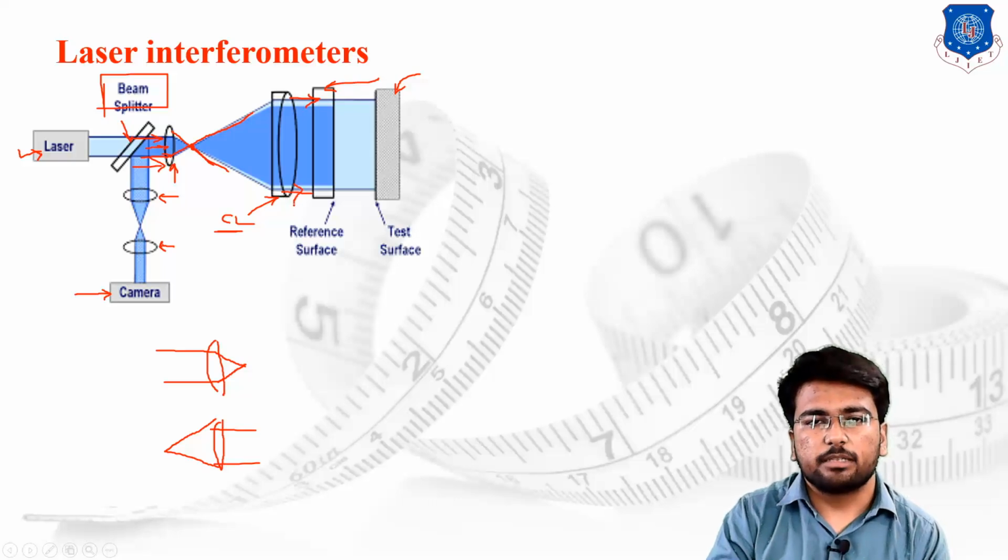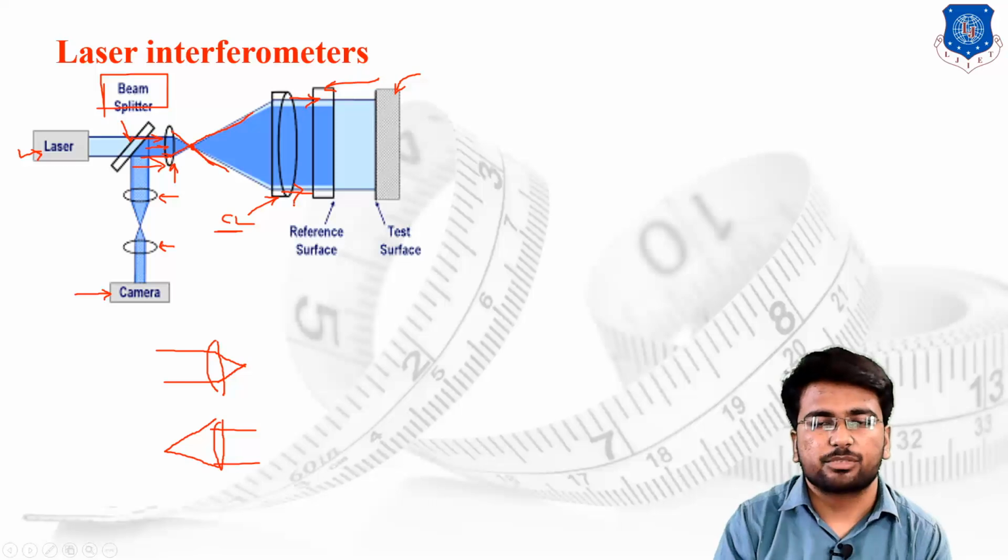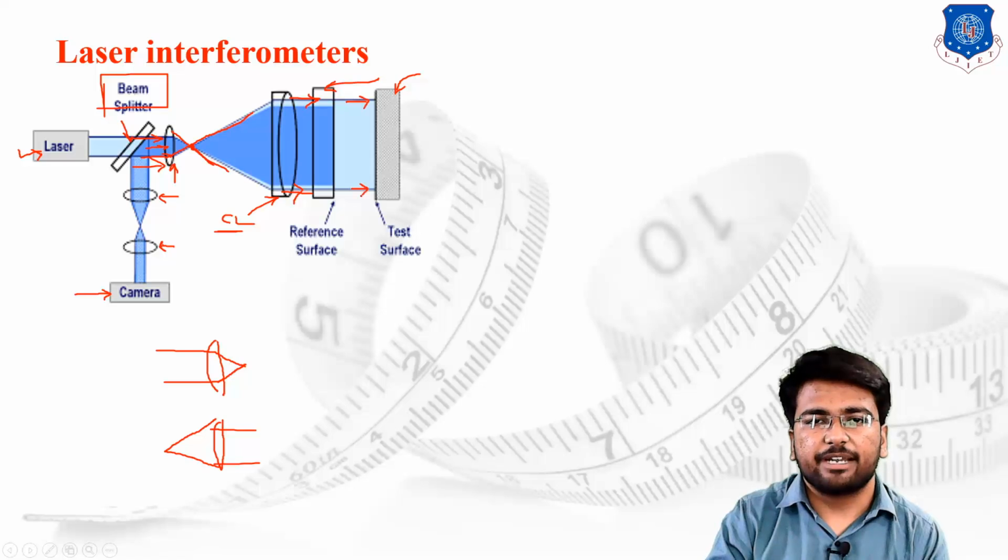Then the laser will strike on the reference surface, and the remaining laser will pass to the test surface over here and then be reflected back. The reflected light rays, or we can say the reflected lasers, will also come to the beam splitter, and the beam splitter will transfer the rays of the lasers to the camera, and the camera will click the pictures.